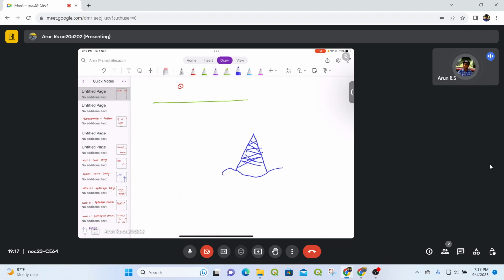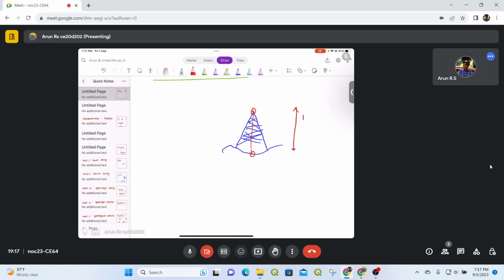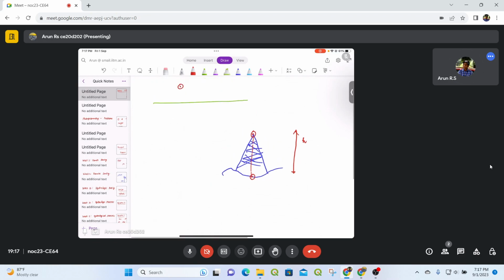So let's say this is the tower. The top point of the tower and the bottom point of the tower are in line with each other, and this is the height of the tower. Now the sensor is capturing the image. So the top of the tower will come like this, and the bottom of the tower will come like this, and it intersects on your photo plate.